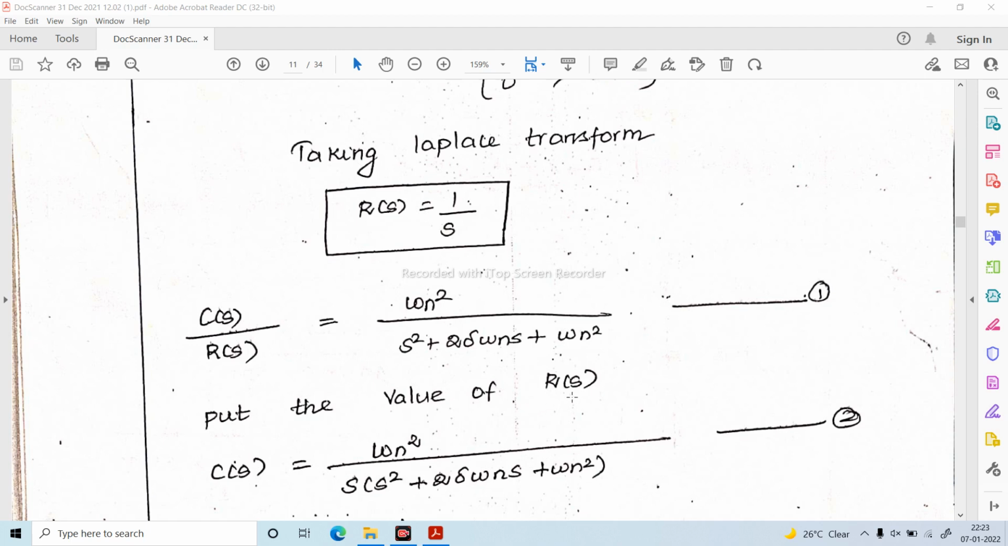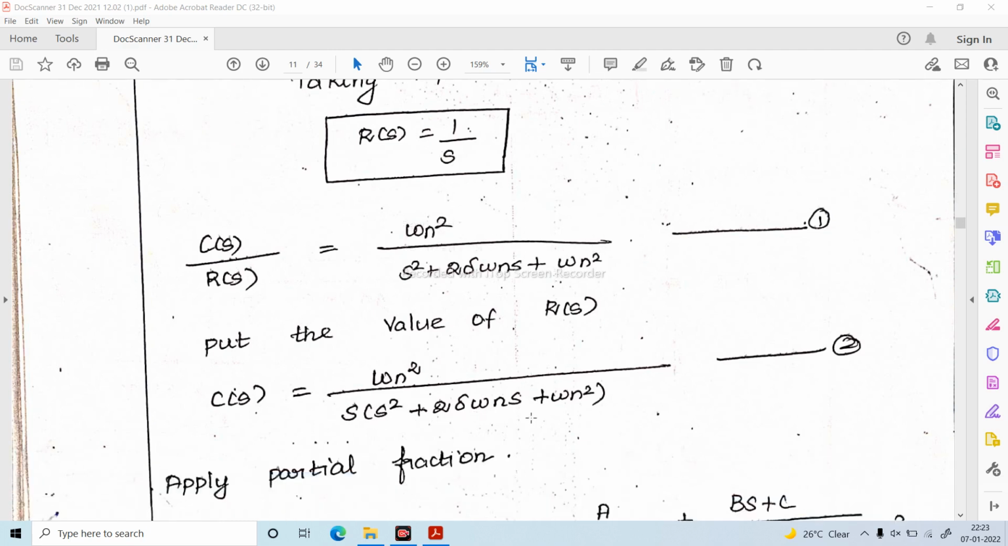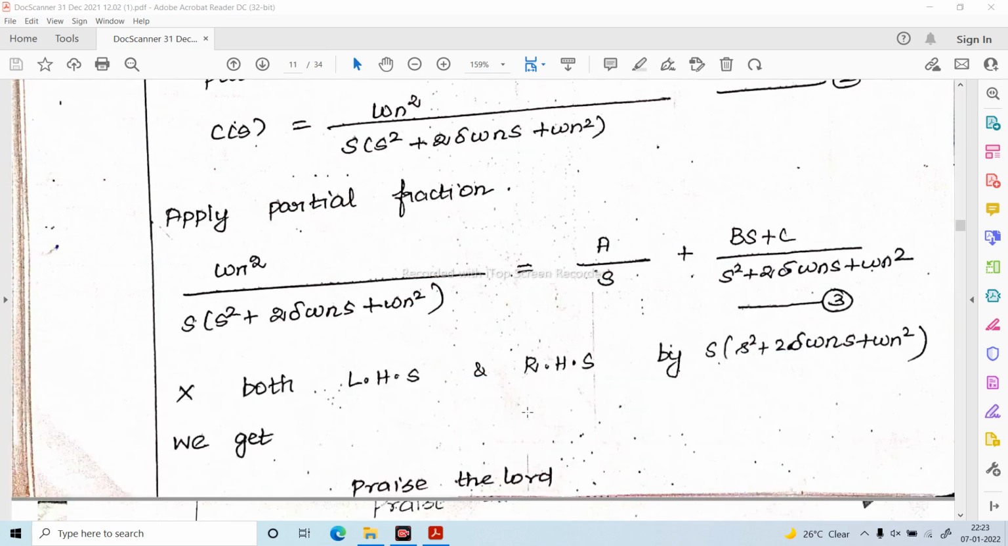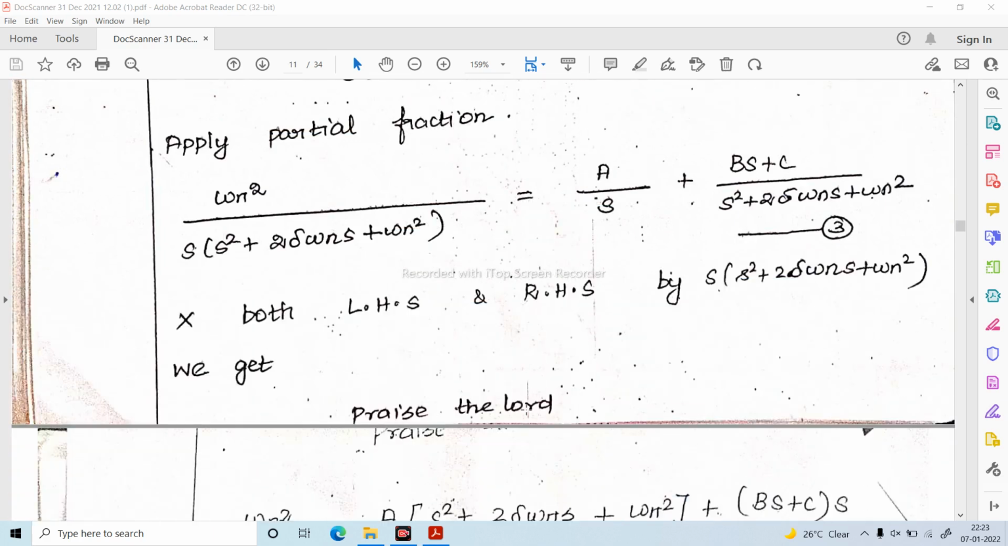Next put the value of R of s. So C of s is equal to omega n square divided by s, instead of R of s put 1 by s, so s into s square plus 2 delta omega n s plus omega n square. And what's the next step? To find out C of t. So how to find out C of t? Apply the partial fraction technique. Then only we can separate the variables.